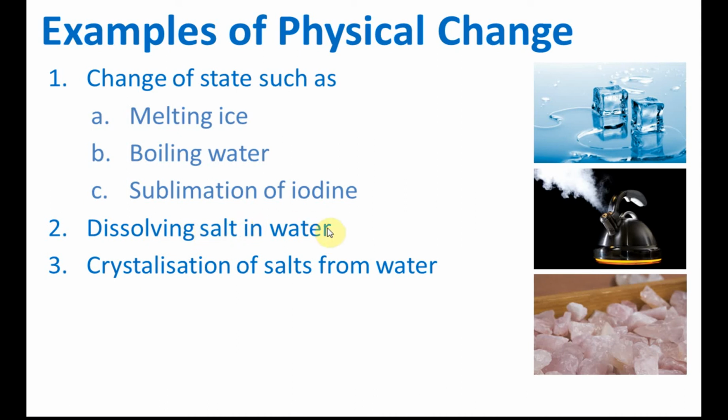Dissolving salt in water, or dissolving sugar in water. If you want to make salt water or sugar water, we add salt or sugar into water and stir it. So this is a physical change. Dissolving something into water or a solvent is a physical change. And crystallization of salt from water. Let's say we have salt water, and then we heat it and leave it so that the salt crystallizes. These are crystals of salt. This process is a physical change because the chemical compositions of the salt and the salt water are the same.